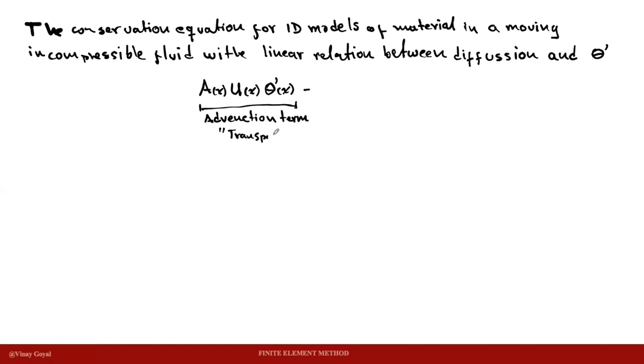Right. The second term is the diffusion term. So we have the area, we have a constant, which is the diffusivity, and again we have the variation of the concentration of the dilute material, theta prime. So as I said, all this is the diffusion term of the equation. Minus S, where S is some external source, all right? It could be, for example, an external source of material.